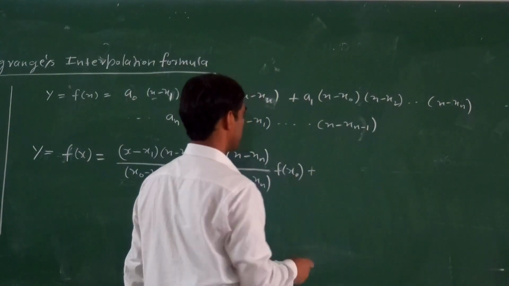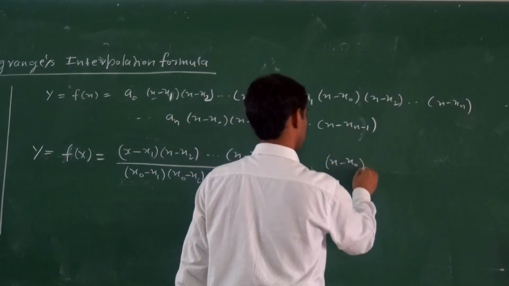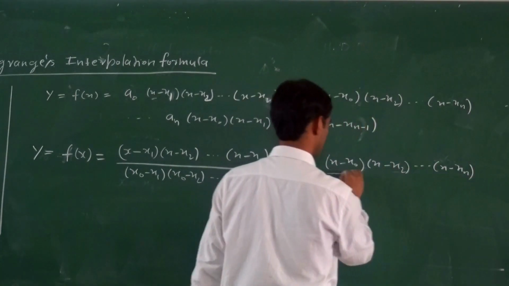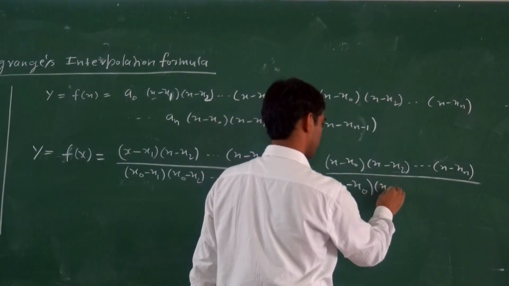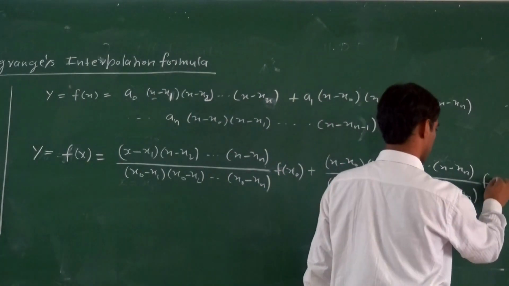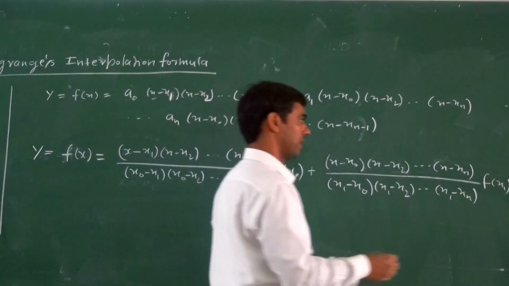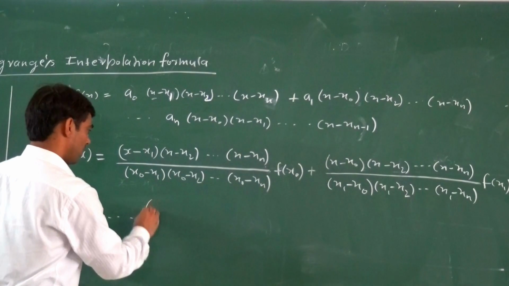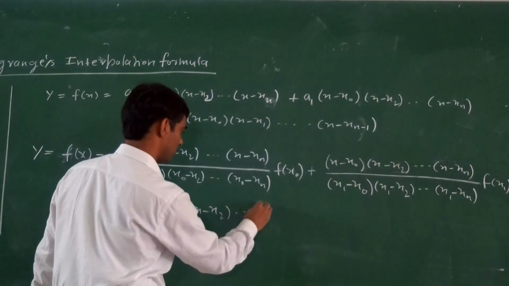What is the second term? The second term is (x − x0)(x − x2) up to (x − xn) divided by (x1 − x0)(x1 − x2) up to (x1 − xn), times f of x1. Similarly, what is the nth term?